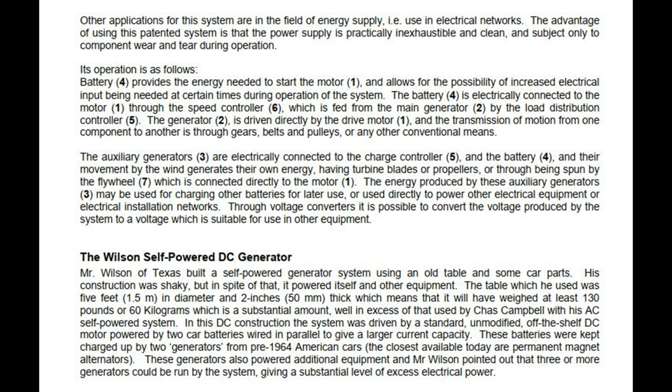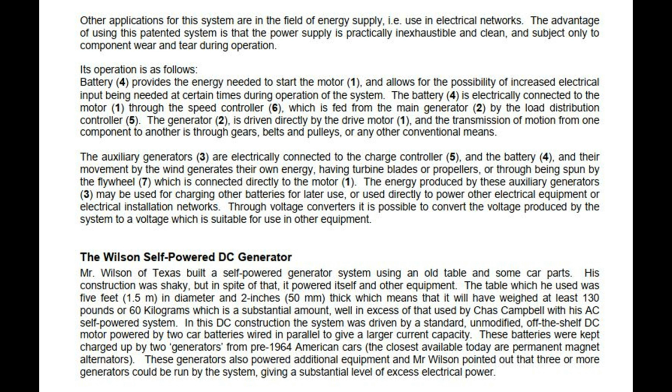The table which he used was 5 feet, 1.5 m, in diameter and 2 inches, 50 mm, thick, which means that it will have weighed at least 130 pounds or 60 kilograms, which is a substantial amount, well in excess of that used by Chas Campbell with his AC self-powered system.